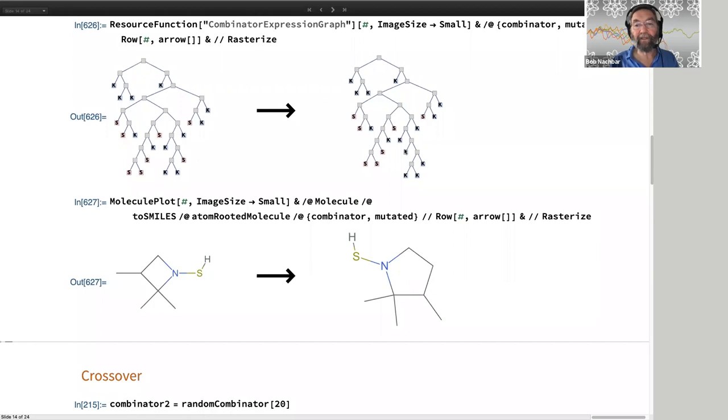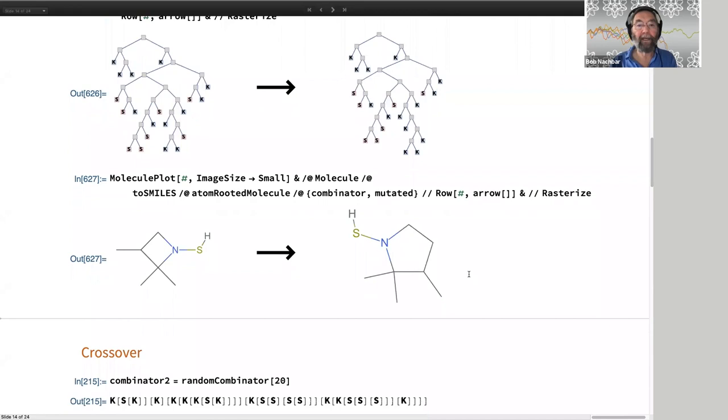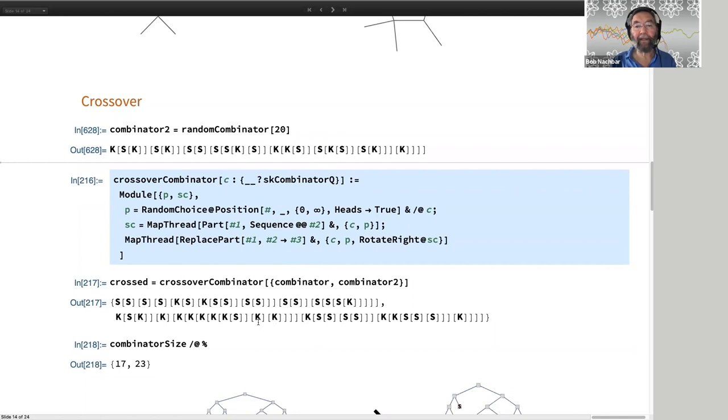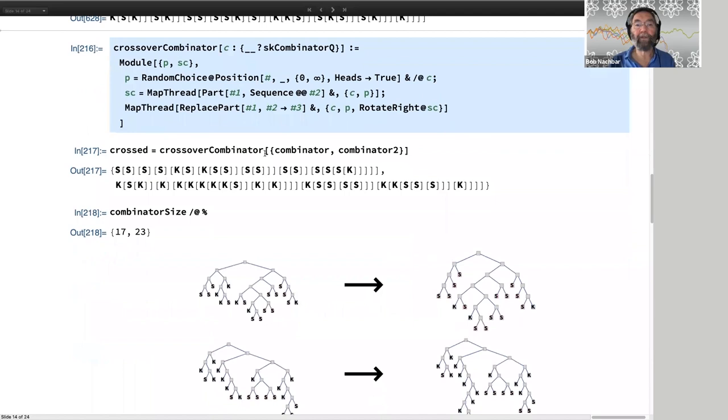So this is the type of change that we were hoping we could do: just by manipulating the genotype, we can affect a change in the phenotype as well, and not have to have a lot of specially crafted operators. The crossover works in a very similar way. We can generate another random combinator, and the crossover just picks two points, one in each combinator, and then takes the dependent parts and exchanges them. And so we can do a crossover.